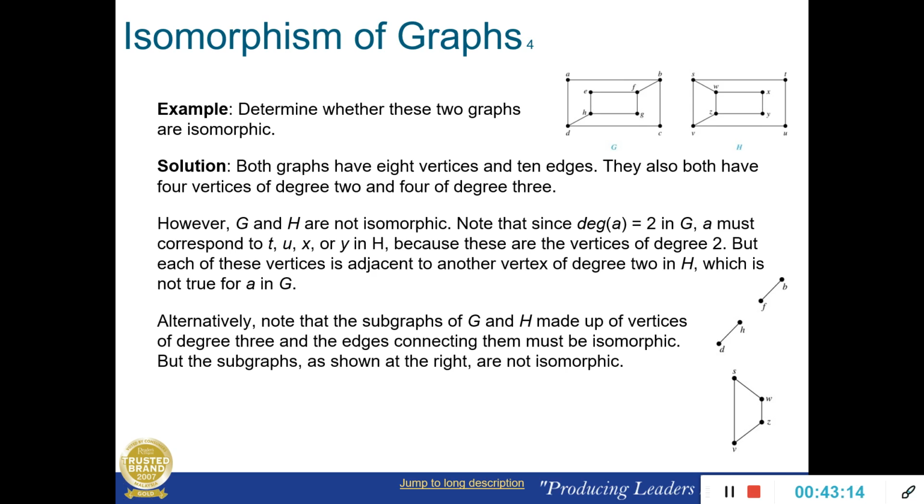Let's say you want to check whether graph G and graph H are isomorphic or not. Both graphs have 8 vertices and 10 edges. So the check on the vertices is correct: 1, 2, 3, 4, 5, 6, 7, 8, and 1, 2, 3, 4, 5, 6, 7, 8. 8 vertices and 10 edges. Then the edges: 1, 2, 3, 4, 6, 7, 8, 9, 10.